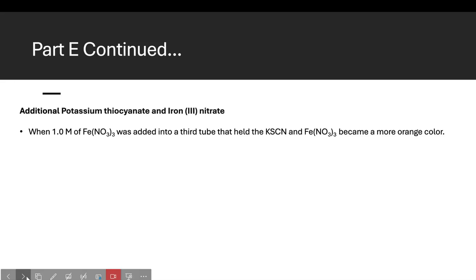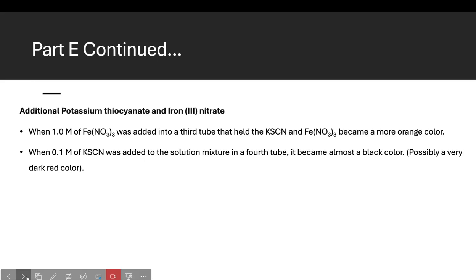And then we also added the potassium thiocyanate, of course, and when we added that into the solution of the KSCN and the Fe(NO3)3, it became almost a black color, and it was very, very dark. So you could say, obviously it didn't turn completely black because of the color scheme on the previous slide, but it did become a very, very dark red color.